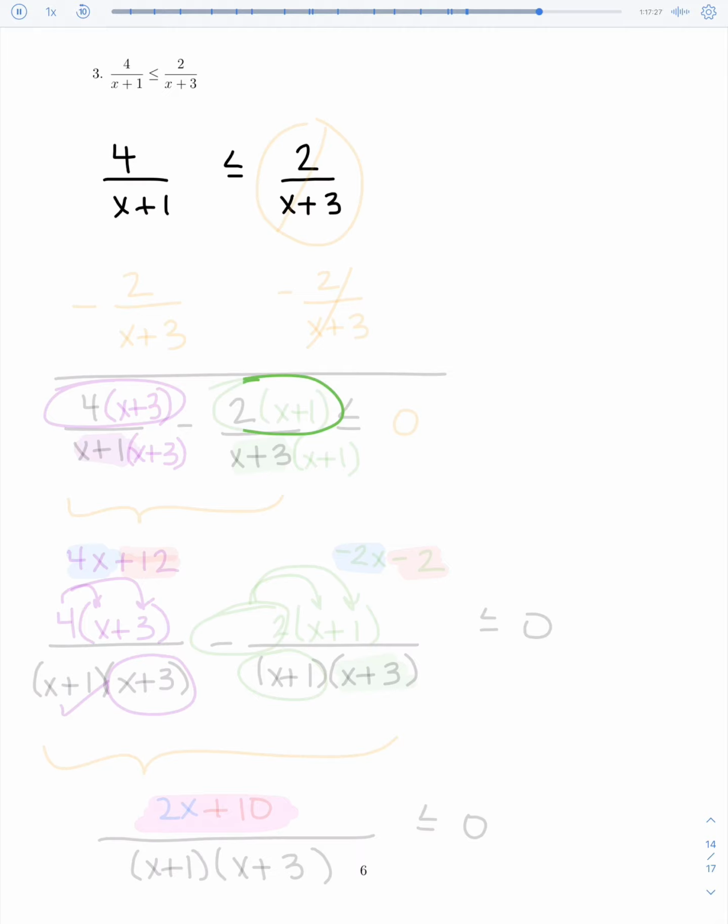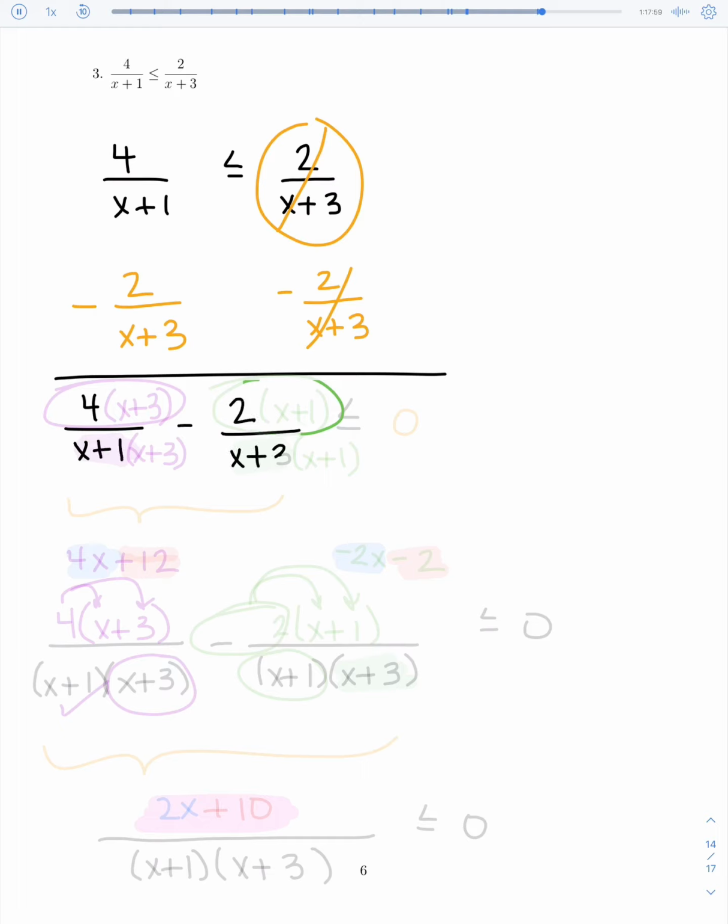First of all, one side of this inequality needs to be 0. Well, the easiest way to get one of these sides to be 0 is to take the right-hand side and just move it over to the left. Well, it's a positive 2 over x plus 3, so to move it, we're going to subtract 2 over x plus 3 from both sides. And what that will do is move it from one side to the other. So now what we have is 4 over x plus 1 minus 2 over x plus 3. The less than or equal to is still the same, but now there's just a 0 on the other side. We're getting close.